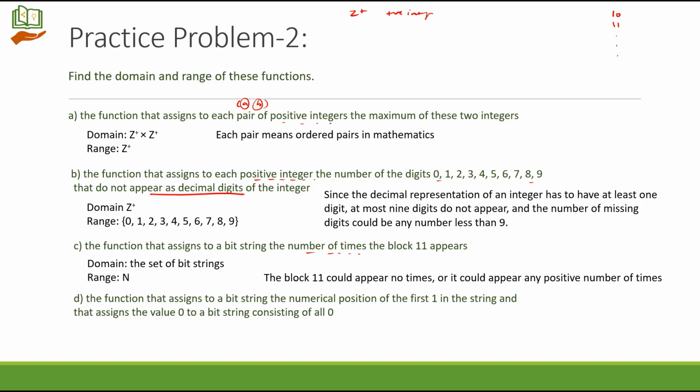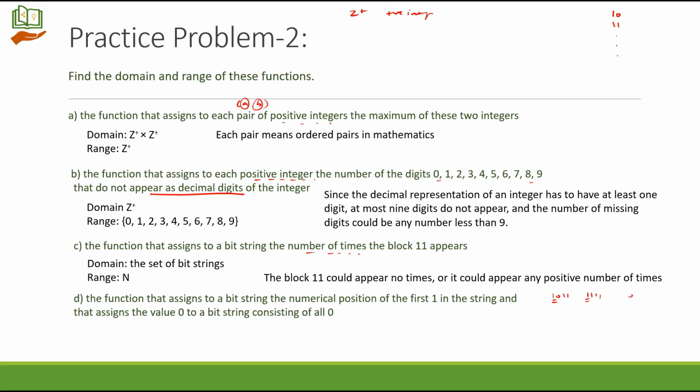The final one, the function that assigns to a bit string the numerical position of the first 1 in the string. If the string is 1011 or 1111, we have to take the position of the first 1 in the string, and that assigns the value 0 to a bit string consisting of all zeros.